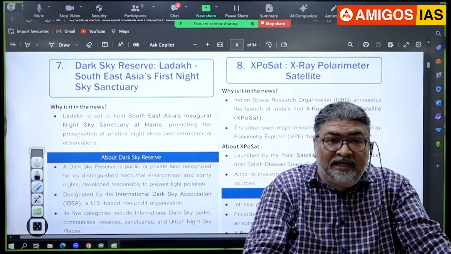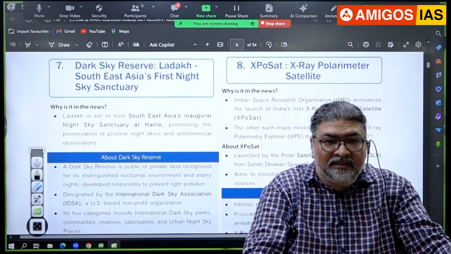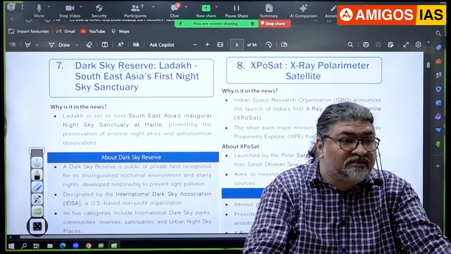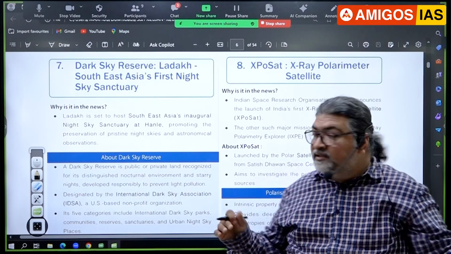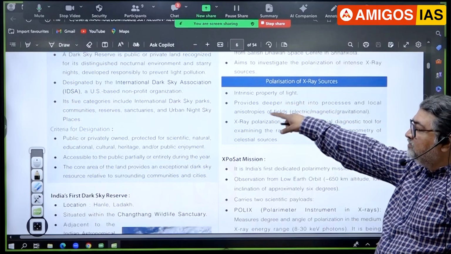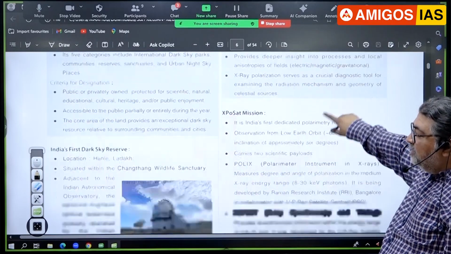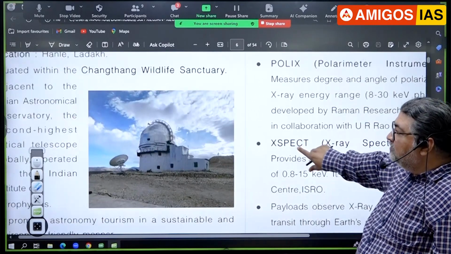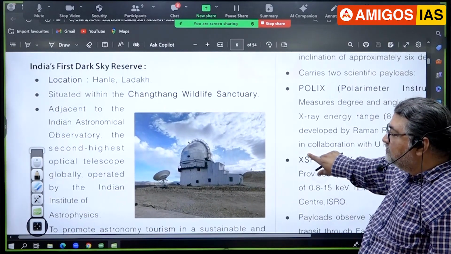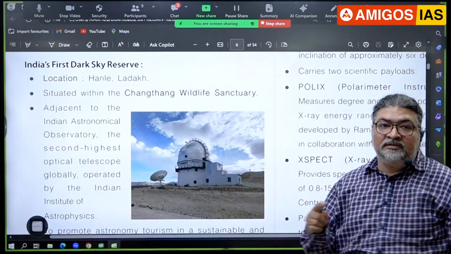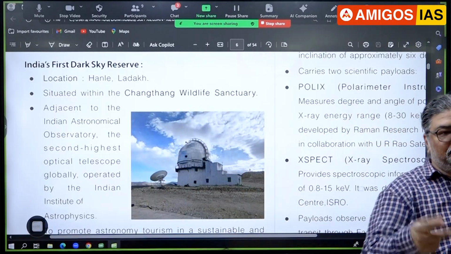So just remember Hanle, Ladakh. We have India's first dark sky reserve, totally dark. This has been given here. The International Dark Sky Association in the US has done this. India's first dark sky reserve. This is a part that comes with Chengthang. We'll discuss Chengthang in environment also. Okay, anyway, let me ask here.